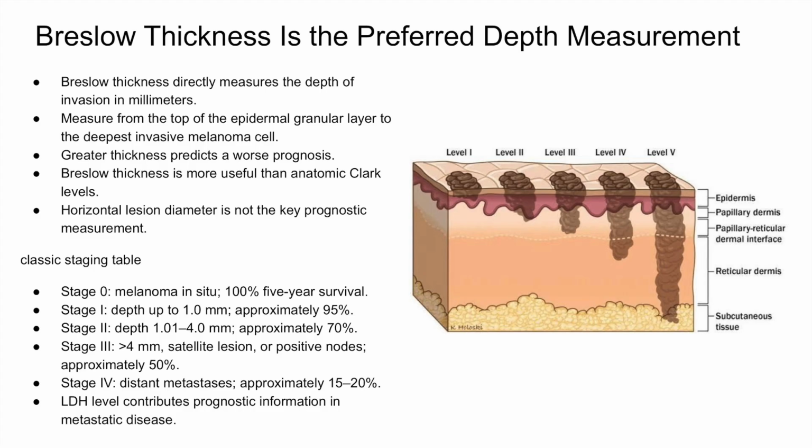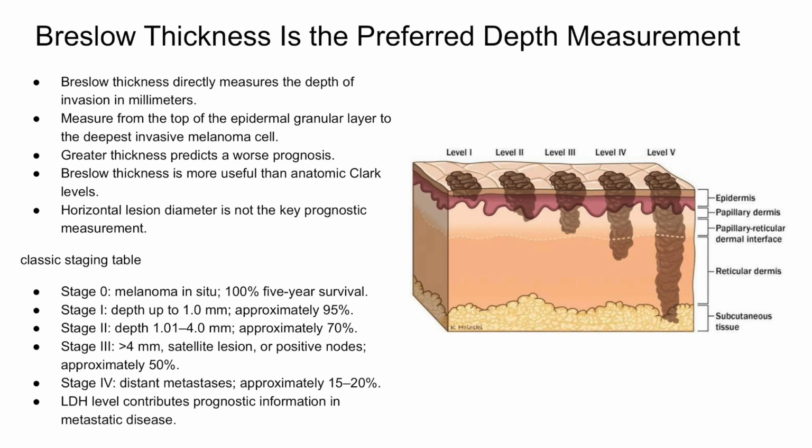So Breslow thickness, as we said, directly measures an invasive melanoma's vertical depth in millimeters, and it is measured from the top of the epidermal granular layer to the deepest invasive melanoma cell, or from the base of an ulcer when the surface is ulcerated. So increasing thickness correlates with increasing metastatic risk and worsening prognosis, making Breslow thickness more useful than Clark level or horizontal diameter.